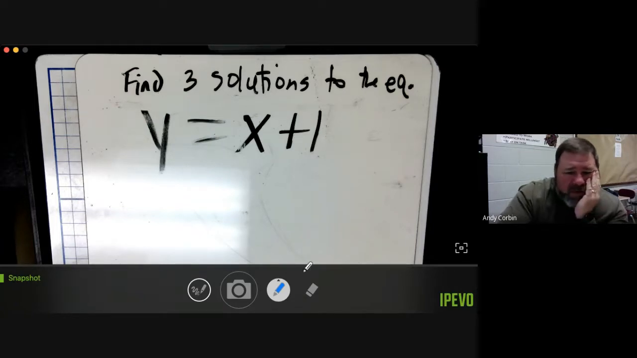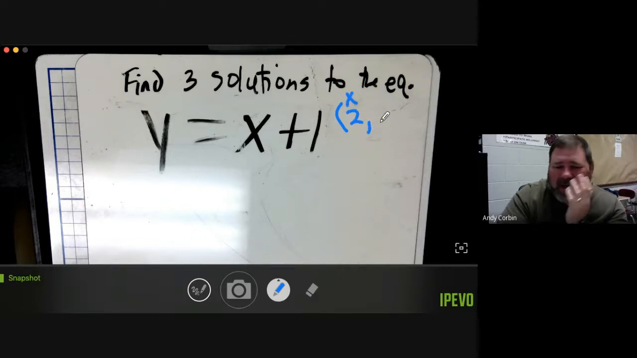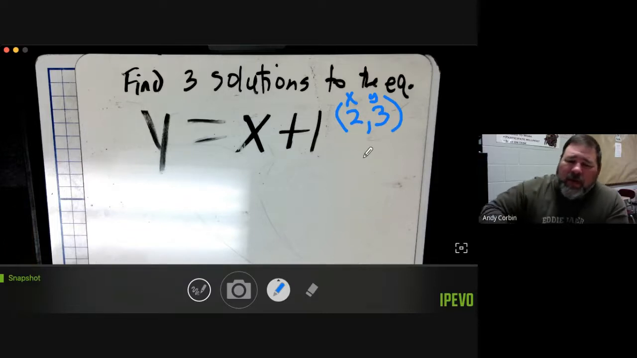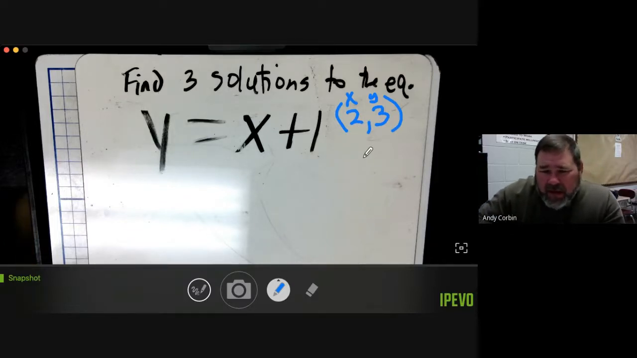So what does an ordered pair look like? Remember, an ordered pair is just a parentheses, and the first coordinate in there is the x coordinate, and the second coordinate is the y coordinate, okay? What you needed to do was just come up with 3 solutions to the equation. So here's an ordered pair that I'm going to check to see if it is a solution. Somebody tell me, what do I have to do to check and see if that ordered pair is a solution?